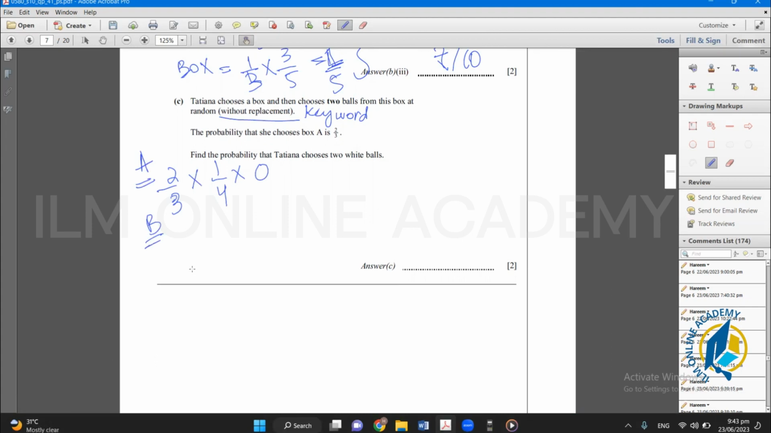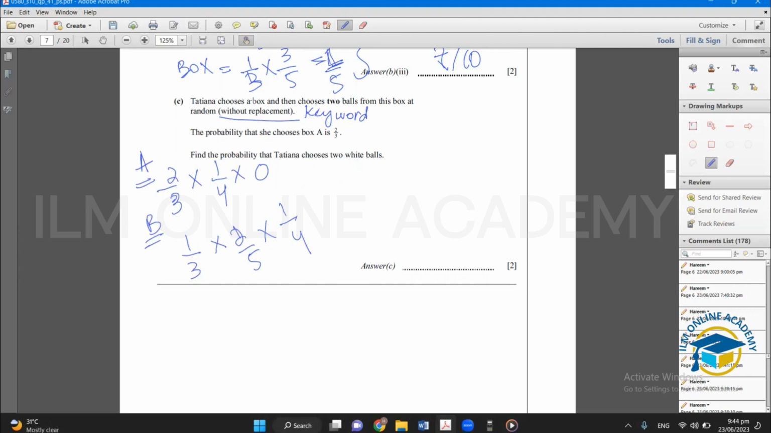Now coming to box B. The probability of getting box B is 1/3, and then the probability of getting the white ball from box B, if we talk about the first white ball, it's 2/5, right? Because there are two white balls and a total of 5 balls, so it's 2/5. Now she has taken one white ball. Now how much is remaining in the box B? It's 4. One white ball is remaining, and the total left is 4. So 1/4.